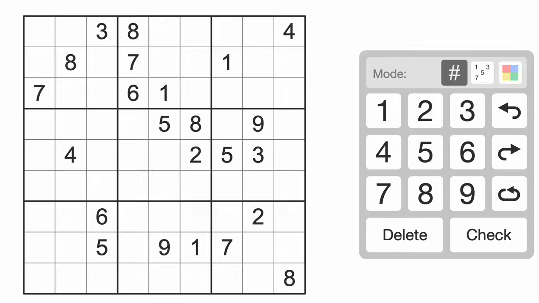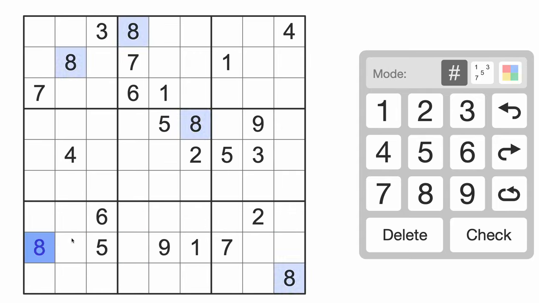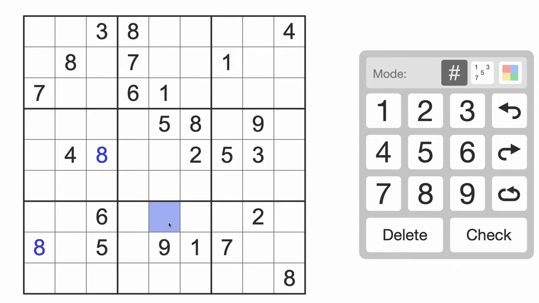First thing first, I think I have to start by placing some singles. I can place 8 on row 8. This 8 blocks here, this 8 blocks here, this 8 blocks here. Gives me 8 here. And that gives me 8 on row 5. 8 blocks here, this 8 blocks here, and this 8 blocks here. Gives me 8 here. I can place 8 also in box 8. 8, 8, 8. Gives me 8 here.